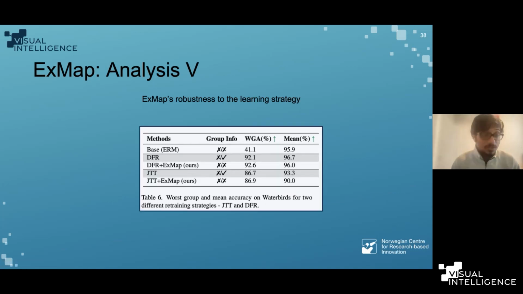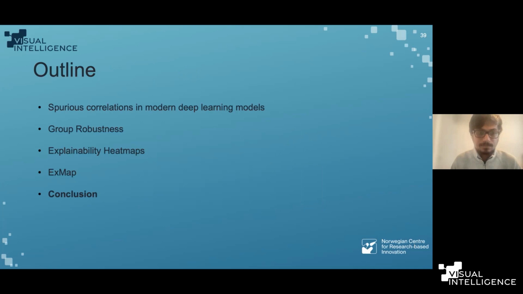ExMap's robustness to the learning strategy. I also said while presenting the pipeline that there are two popular methods. There are many more actually, as I showed in the baselines, but two of the most popular methods as backbones are DFR and JTT. And we use JTT as well as a backbone to attach ExMap on top of, and we see that it doesn't really matter what learning strategy you use. The representation learning method is robust to these design choices.